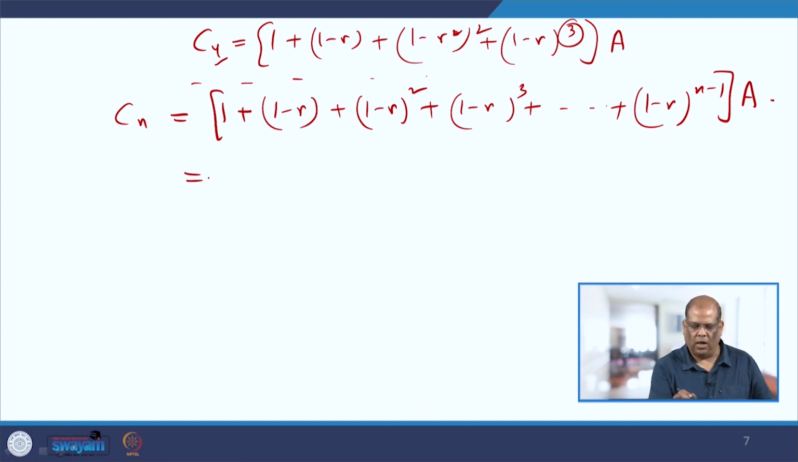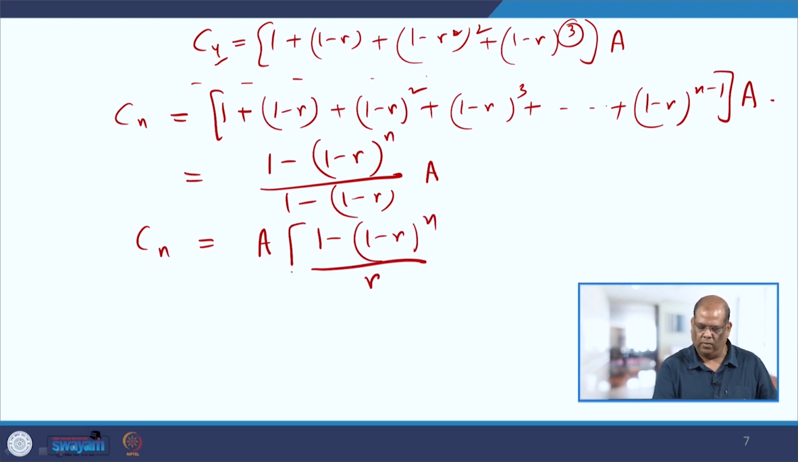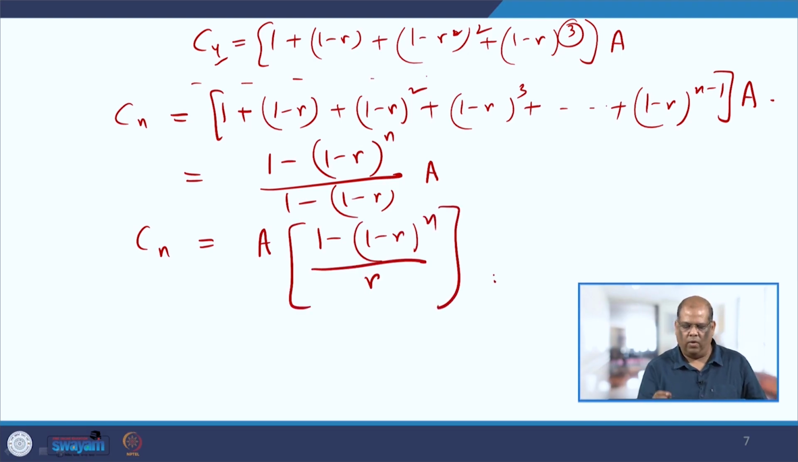This is a GP series, and we know the formula: 1 minus the common ratio to the power n, by 1 minus the common ratio, multiplied by A. So, I get Cn is equal to A times 1 minus 1 minus R whole to the power n, divided by R. So, if I know the value of R and I want to find the amount of cadmium at a certain time, I can just substitute where your A value is given, that is 2.7, and R is 8%, which is 0.08.